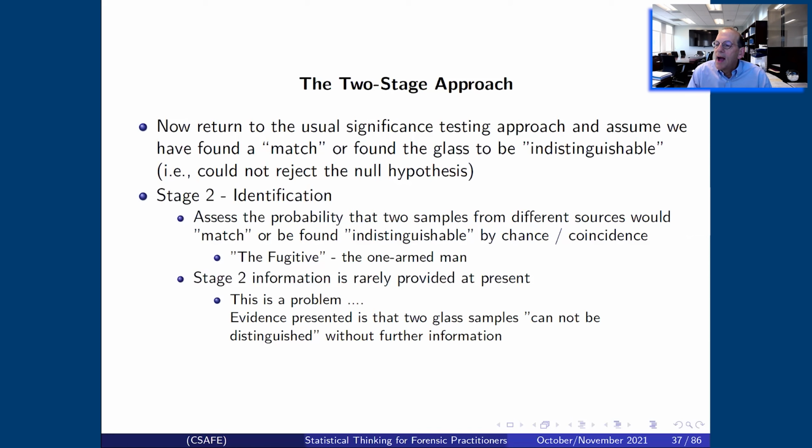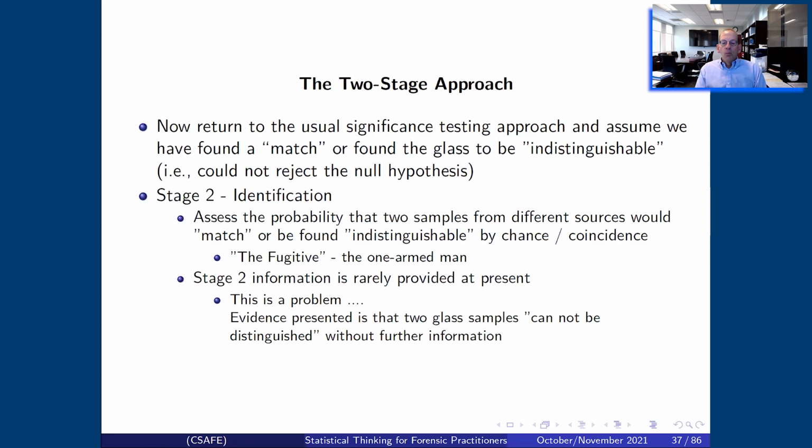Stage 2, I want to move on to stage 2. So let's assume that we did the first stage. We found the samples to be indistinguishable. We could not reject a null hypothesis. We've already identified there are concerns with that piece of the story, but for the moment, let's leave it be. We have these quote unquote matching samples. Stage 2 says it is important to identify how likely that conclusion is by chance. Could this just be a coincidental match?